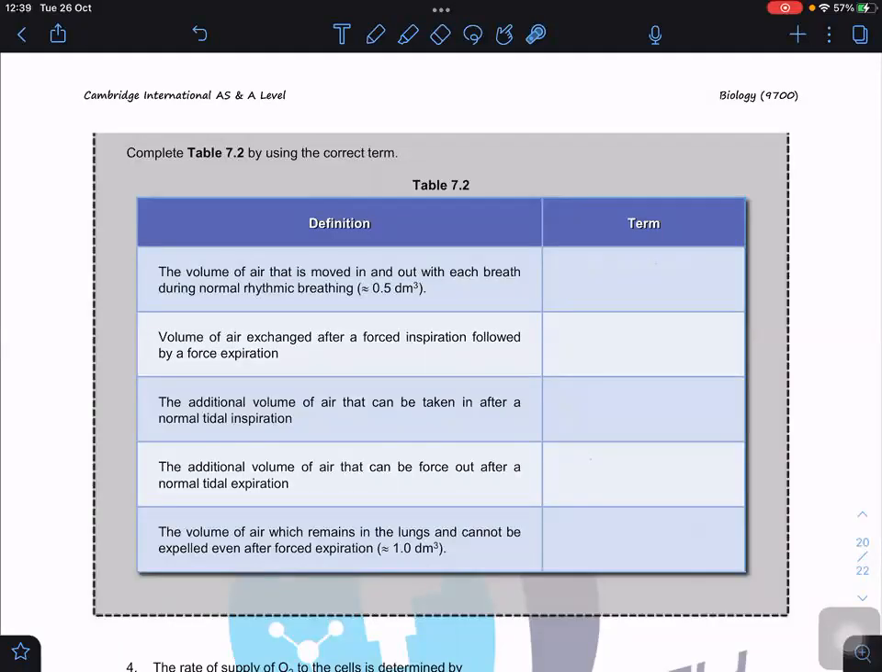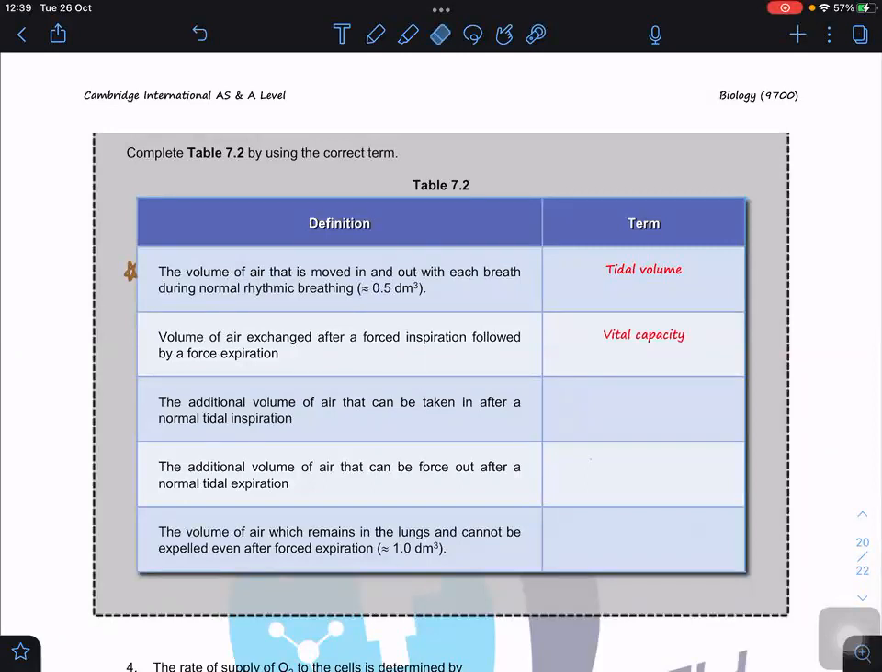Okay, so assume that you guys have done already. So now let's look at this. The volume of air that moves in and out each breath during normal rhythmic breathing, so normal in and out, this one is called tidal volume. Okay, tidal volume is the one that we need to know. The volume of air exchanged after a forced inspiration followed by a forced expiration, so it means that you inhale to the max and then release all, in this case, is known as the vital capacity.